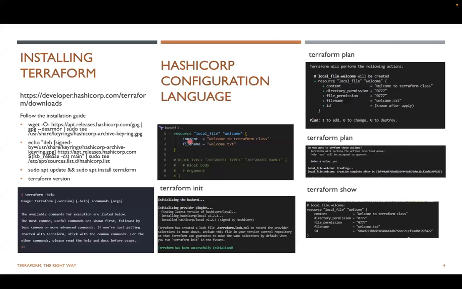Then I put in a content called welcome to Terraform class. And this is the resource block that was used to create that particular file. So basically, it's still following this syntax, which has to do with what is the block type? The block type is a resource, right? What is the resource type? The resource type is a local file. What is the resource name? The resource name is welcome. Then what is the block body? The block body consists of the content and file name argument.